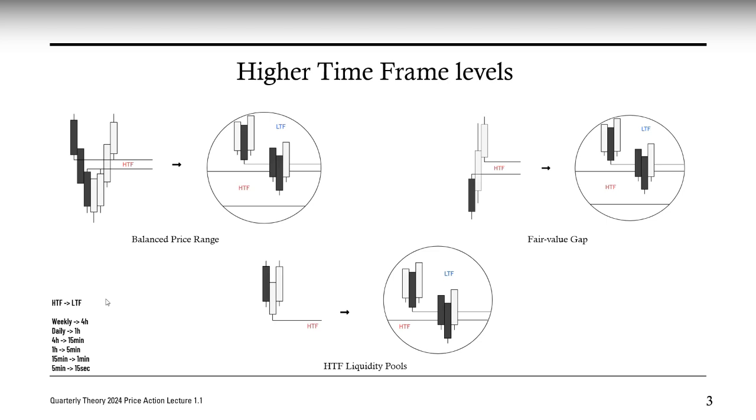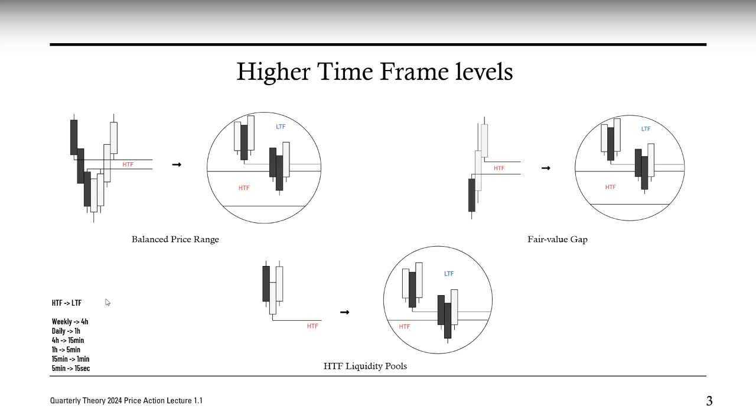You don't need inverse fair value gaps, too confusing. You don't need those. You need things that you can see, things that are easy to see, right? Balanced price ranges, fair value gaps, very easy to see. Then we have liquidity pools, right? I'll just be talking about sell side liquidity pools, but buy side liquidity pools is just the opposite.